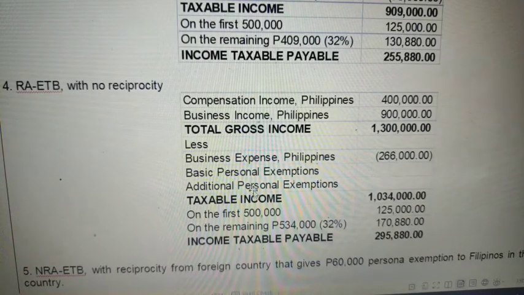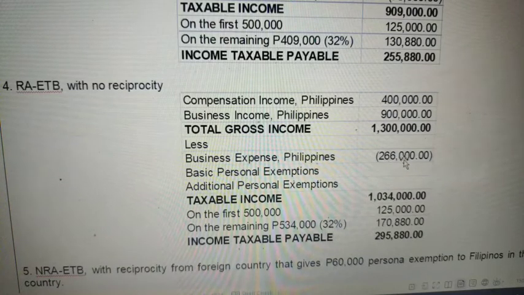So, as you can see, pare-pareho lang ang processes. But the difference is with no reciprocity, meaning hindi siya allowed for the basic personal exemptions in the Philippines and the additional personal exemptions in the Philippines. Okay, I am sorry, it's a non-resident. Di ba kanina sa problem natin na given na may N dyan. So, it's a non-resident alien engaged in trade and business with no reciprocity. Okay, so next is the hindi siya allowed.